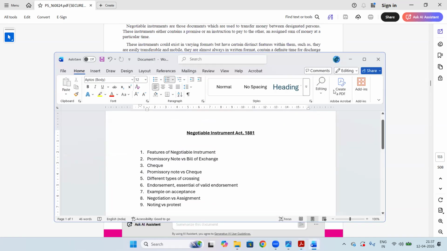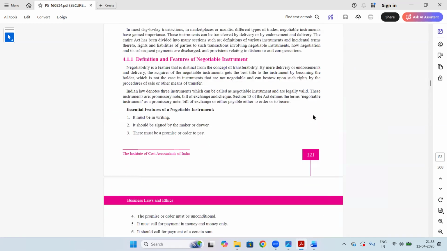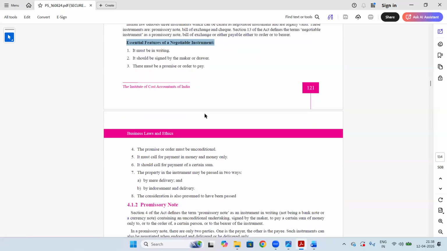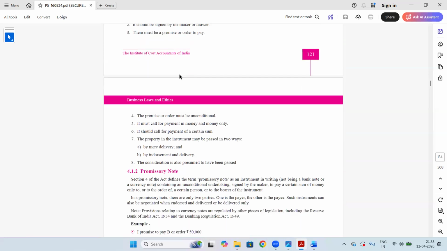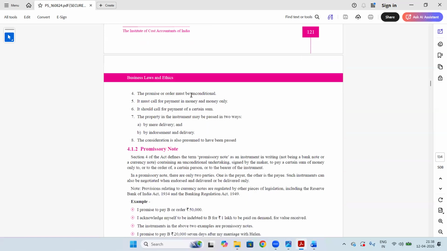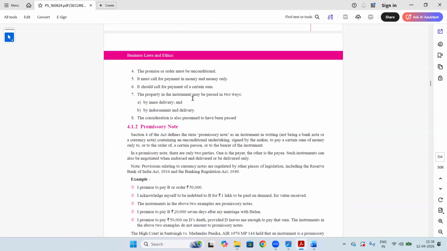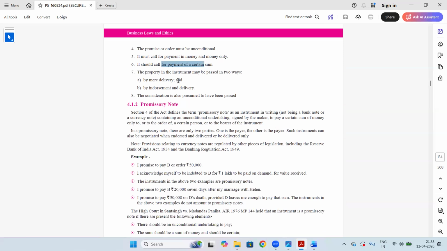So what is the first important topic? That is the essential features of a negotiable instrument. As you're aware, it should be in writing, and it should be signed by the maker or drawer. There must be a promise. The promise or order must be unconditional. It must call for payment in money and money only. It should call for payment of a certain amount. The property in the instrument may be passed in two ways, by mere delivery or by endorsement. The consideration is also presumed to have been passed.